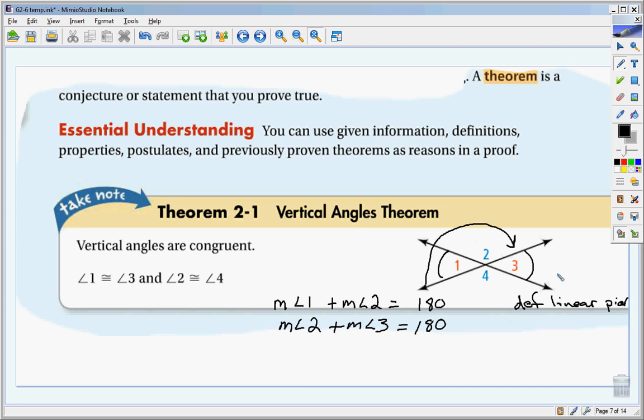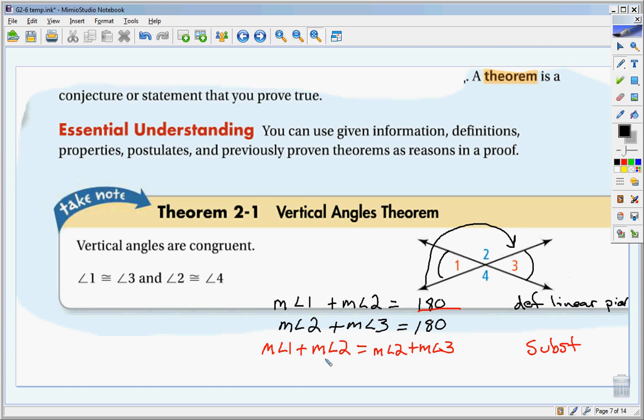Does everybody see that? Because these are both equal to 180, I can now write this. The measure of angle 1 plus the measure of angle 2 equals the measure of angle 2 plus the measure of angle 3 by substituting that in. Where this 180 was, I simply replaced it with angle 2 and angle 3. Everybody see what I did there?